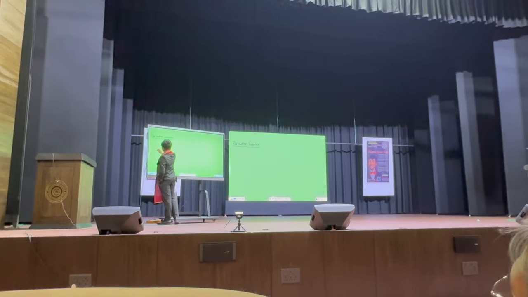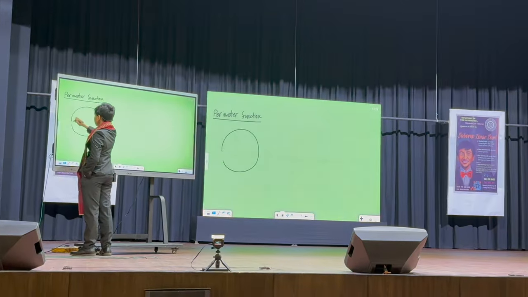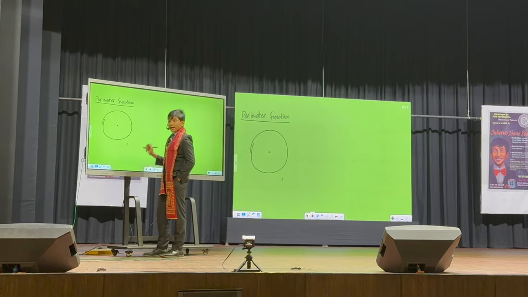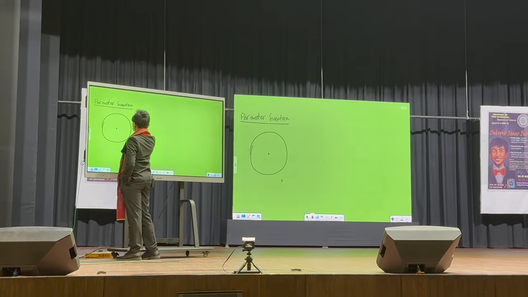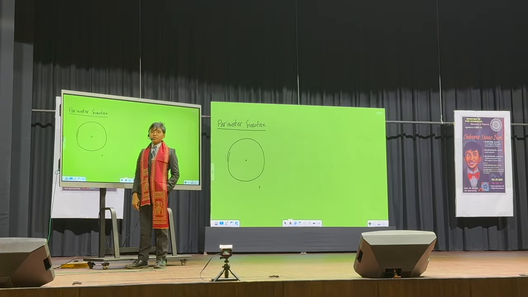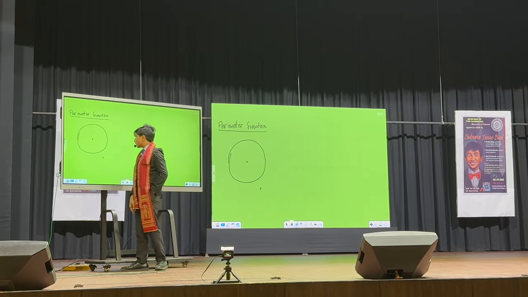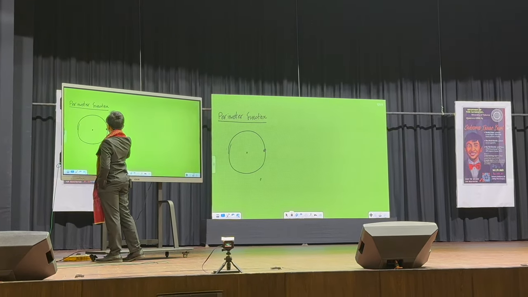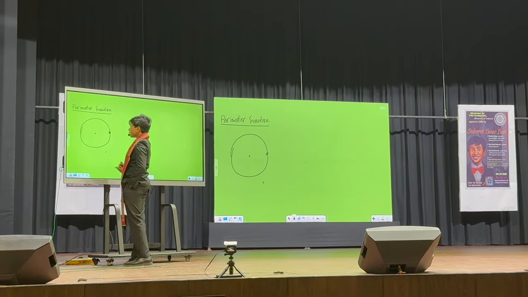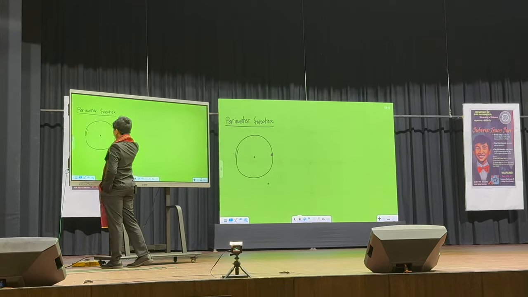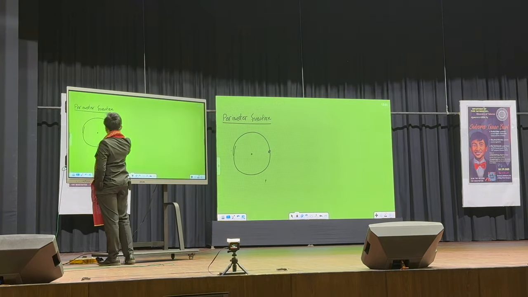Draw a circle. Yes? And now, let us draw... can you pick some number greater than 3? 9. Okay, 9. That's a little hard, but we can try to accommodate that. So, let's draw 9 equally spaced dots on the circumference of the circle.